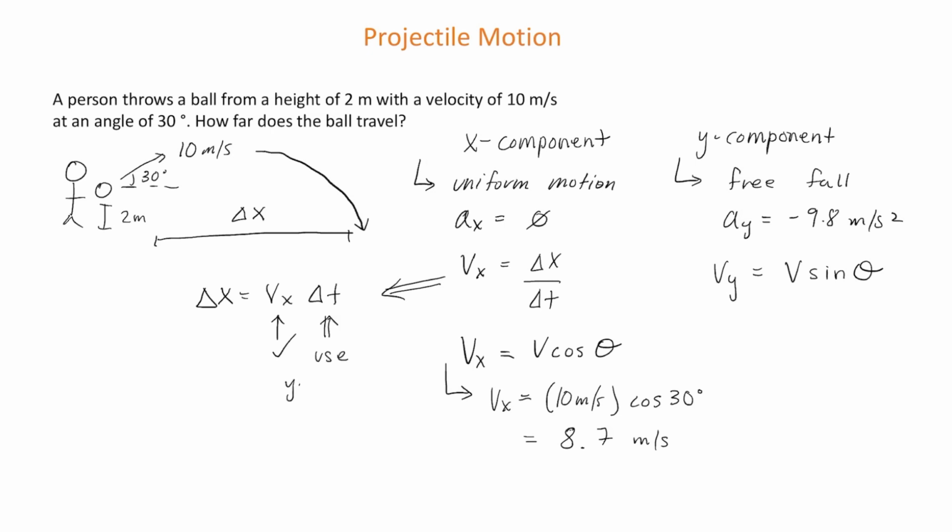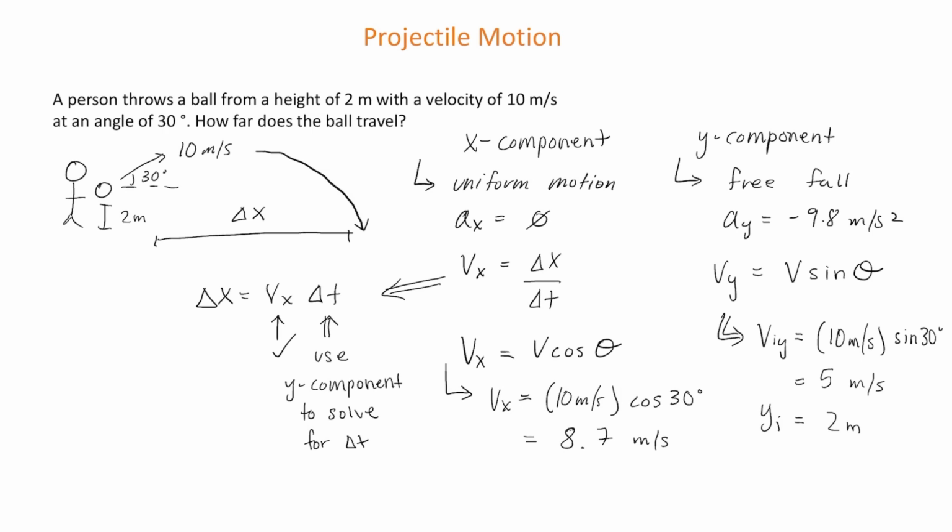Well, we will use the y component to solve for delta t, and then plug it back in to this equation. In order to do that, we will need to solve for Viy, the initial velocity in the y component. All we have to do is plug in our values and solve, and we find that Viy is equal to 5 meters per second. We also know yi, the ball's initial position, which is 2 meters, and yf, the ball's final position, which would be 0 meters because the ball lands on the ground.